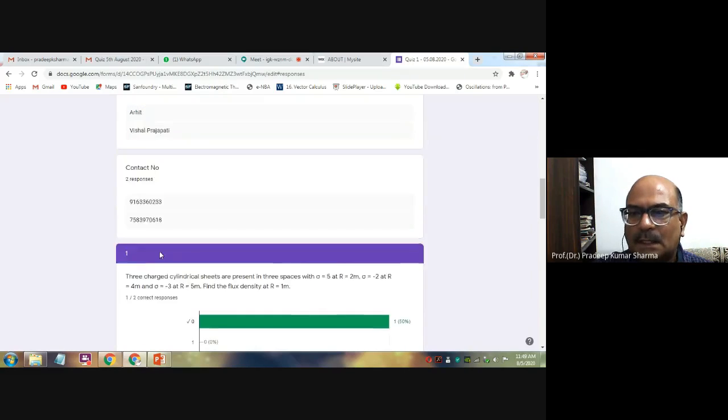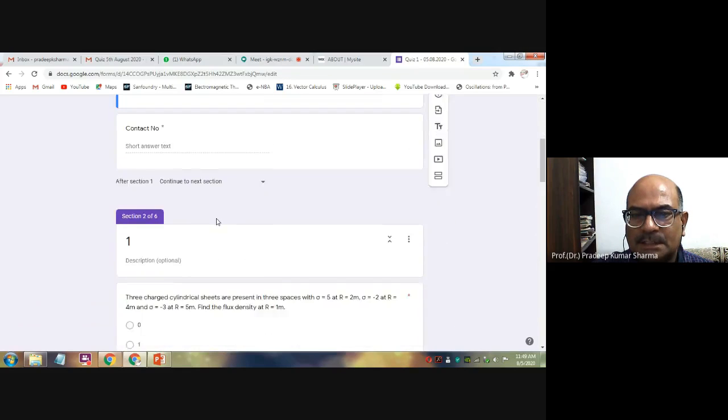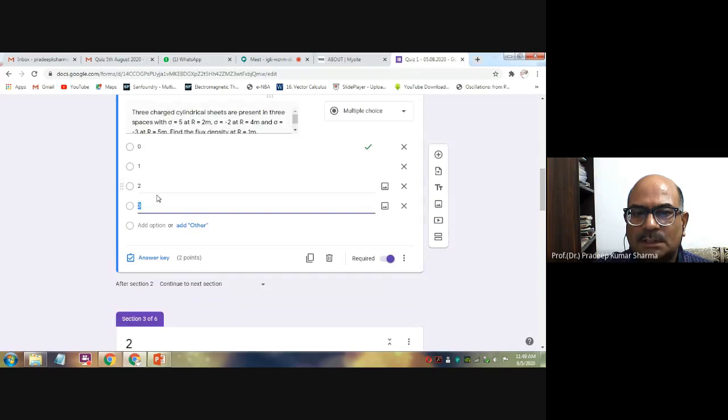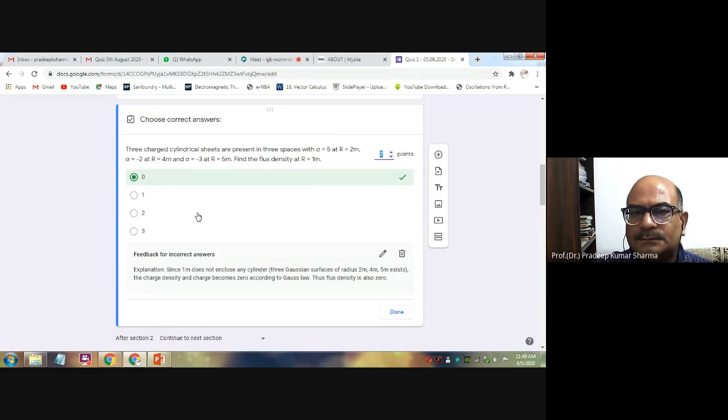Okay. So I'm just showing you the explanation. Kindly see this, because it will be easy to understand where you have made the mistake. See here. So we have to see the flux density, right? So sigma is given, and the R value is also given, 2 meter, and sigma is -2 at R equal to 4 meter, and sigma is -3 at R equal to 5. So we have to find the flux density at R equal to 1.